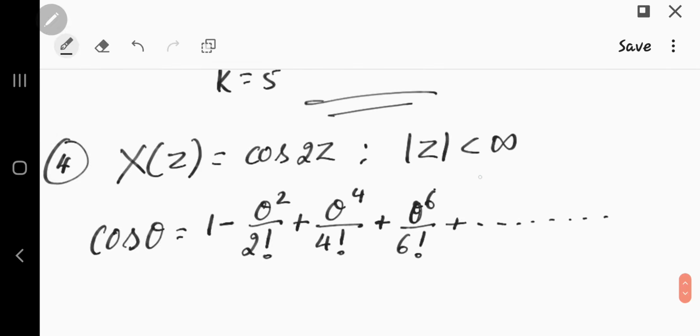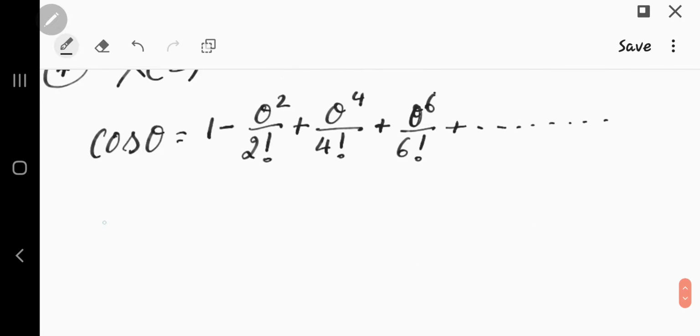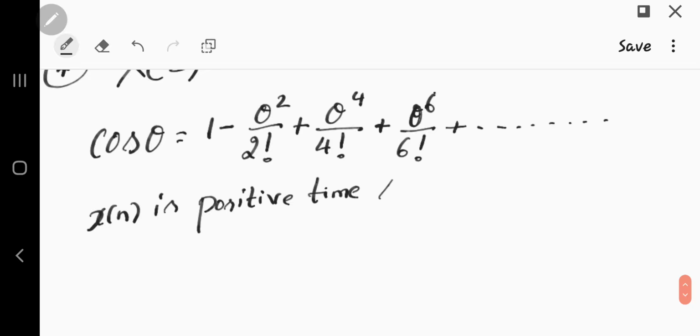Since we have z less than infinity, x of n is a positive time sequence because the ROC is less than infinity. Okay, so it is not left-sided. You might be considering why the negative side is not considered, because if it is mentioned as infinity, obviously it will be considered from 0 to infinity only.